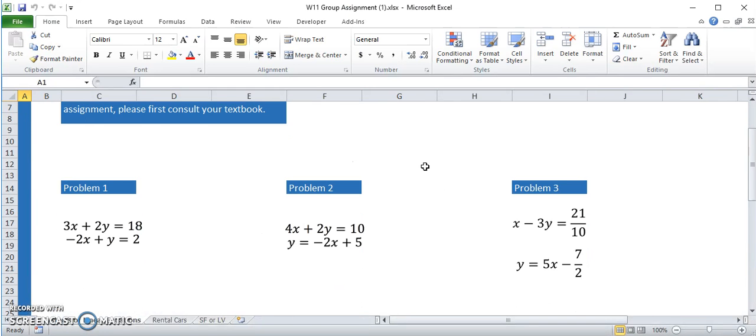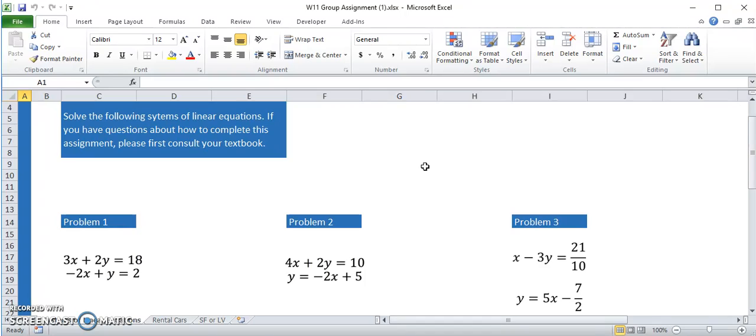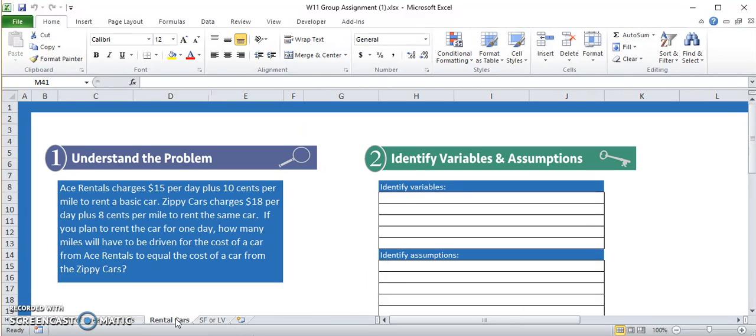For lesson 11, dealing with systems of equations, there are some practice problems here, and I really recommend you work together on these because systems can be tricky for a lot of people. So help each other out as much as you can. It's just some practice to start off with, and then applying that to these different situations.